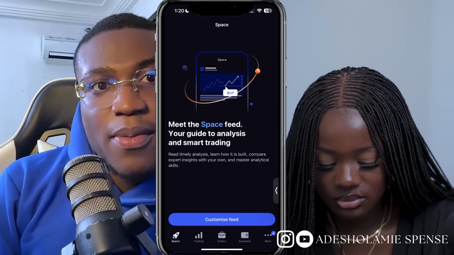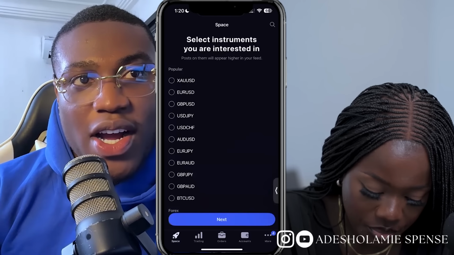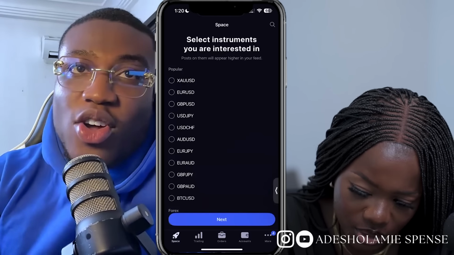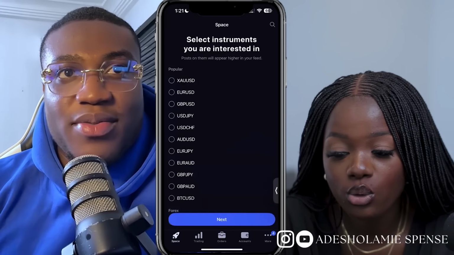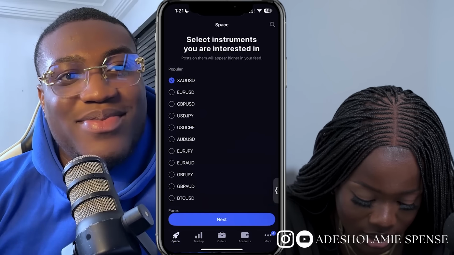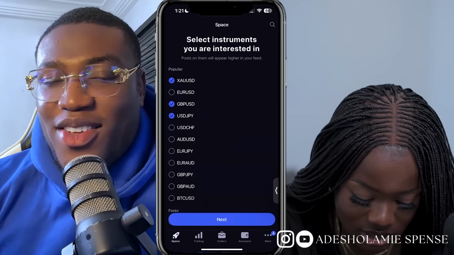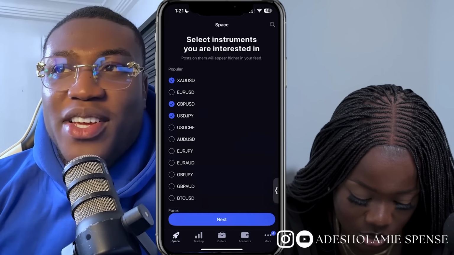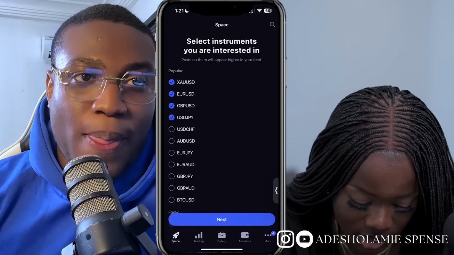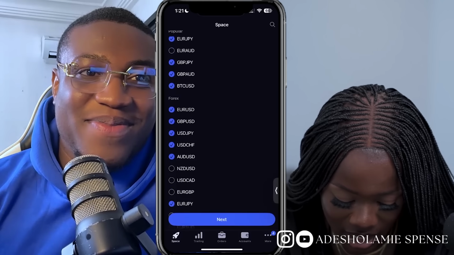So click on customize feed. You can select the pairs that you're interested in. You just traded Euro CAD, so maybe you can select that. You can select a couple of popular pairs. What's this XAU? XAU is gold. Gold USD. Okay, I like gold. I like pounds. I like dollars. This one is the Japanese currency, right? You might end up liking everything. That's Japanese yen, yes. Okay, let me select everything. I like everything that has to do with money.